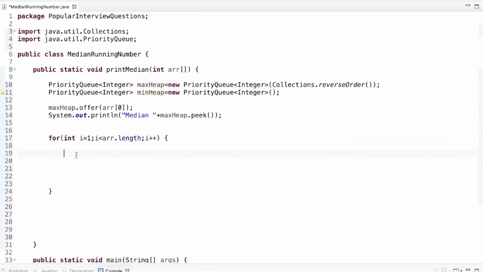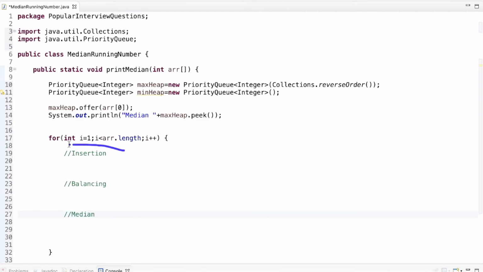If you have understood our algorithm carefully, it has three basic parts. One is insertion, that is inserting the correct element into the correct bucket. Number two, balancing the unbalanced heap: if our heap gets unbalanced during runtime, we have to balance it. And number three, we have to find the median of the elements we have encountered so far. So let's start with the first process, and that is insertion.